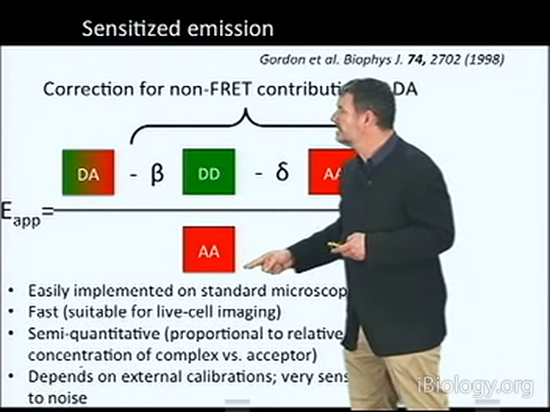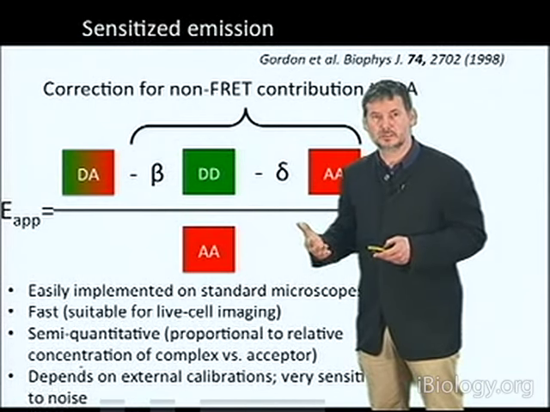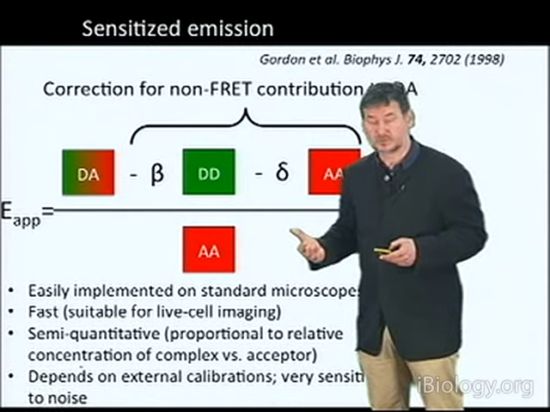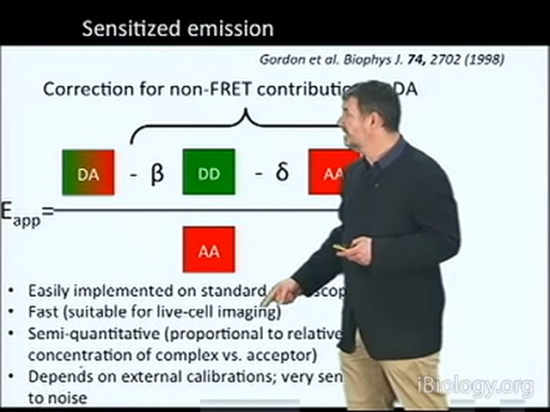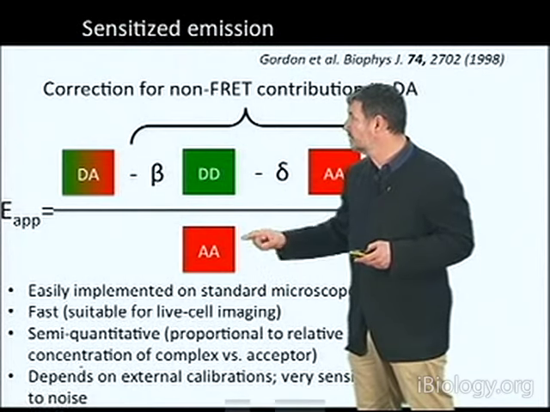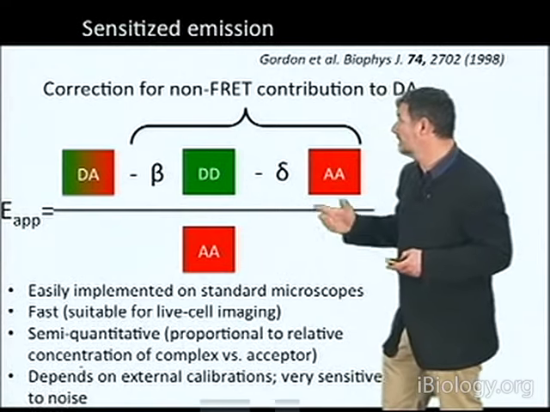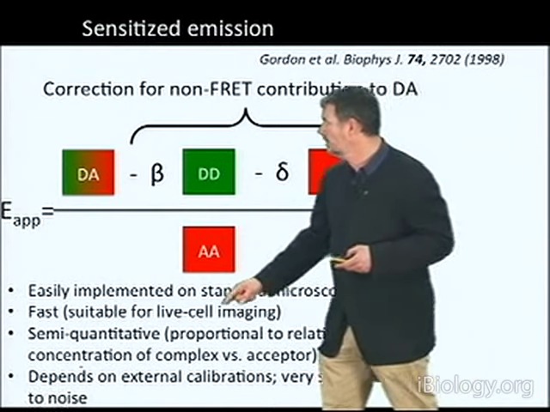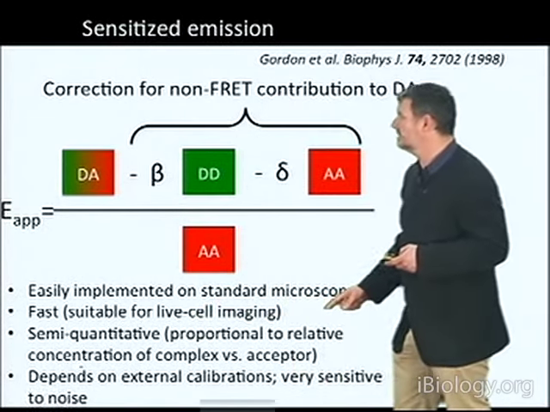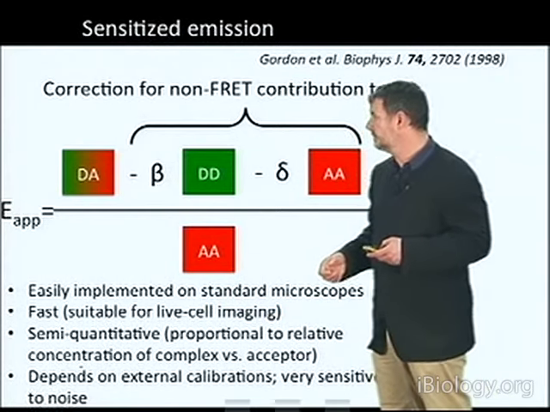So this is very easily implemented on standard microscopes. You can do it in a confocal microscope. You can do it in a wide field microscope with appropriate filter sets. It's rather fast, because you can switch all your filter sets very quickly on a filter wheel, or in a confocal microscope, you can do it almost simultaneously. It's semi-quantitative because you get something that's proportional to the relative concentration of interacting molecules.